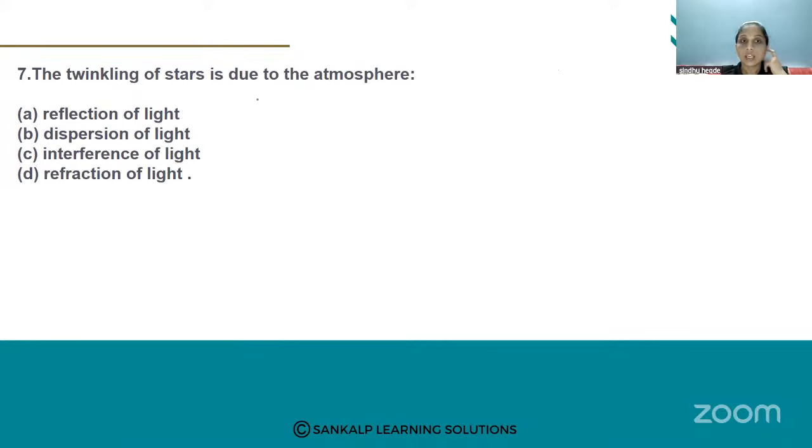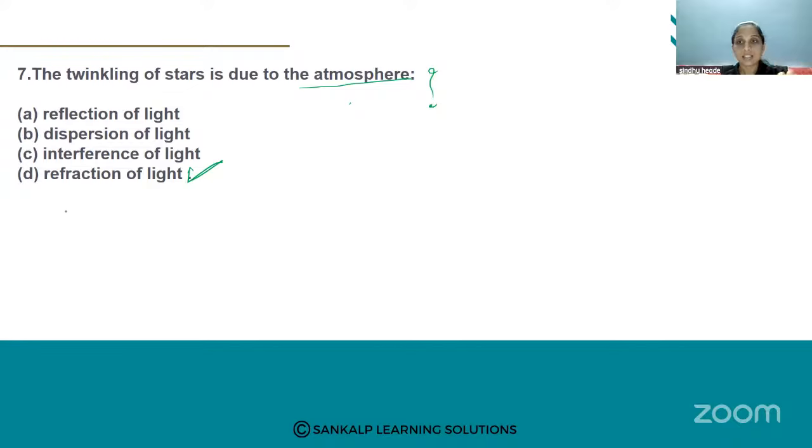Seventh one, the twinkling of stars is due to the atmospheric what, they have asked. Which phenomenon in the atmosphere makes stars twinkle is the question. First one, reflection of light. Second one, dispersion of light. Third one, interference of light. And fourth one, refraction of light. So we know that due to the atmospheric refraction, twinkling of stars happens.